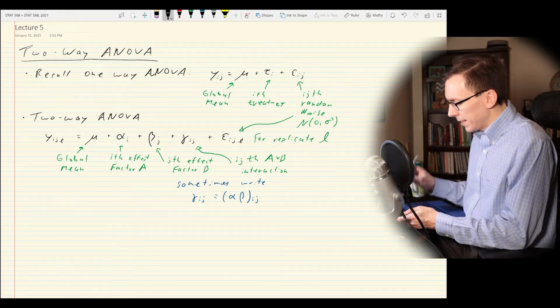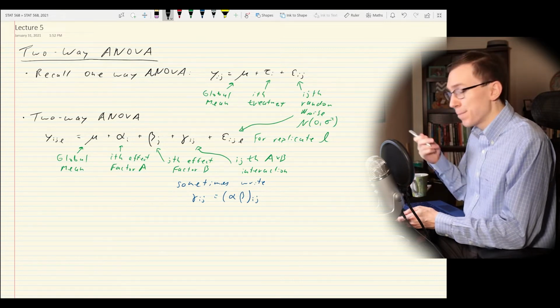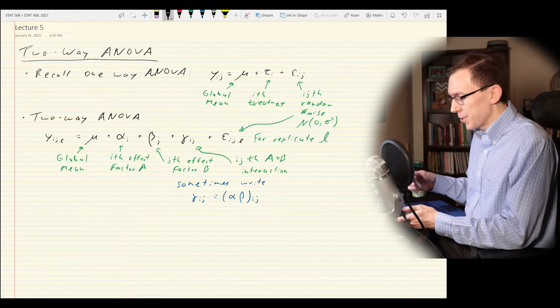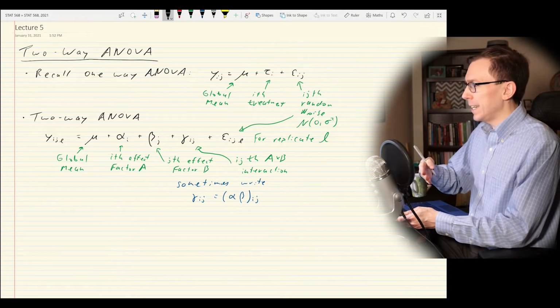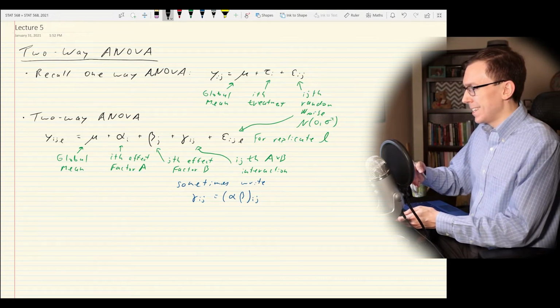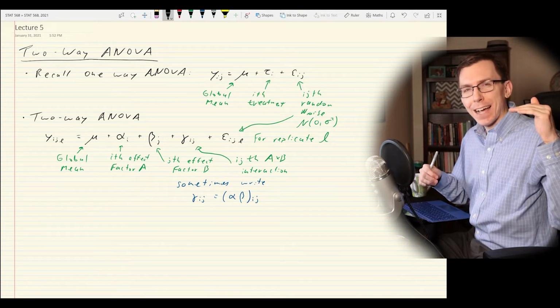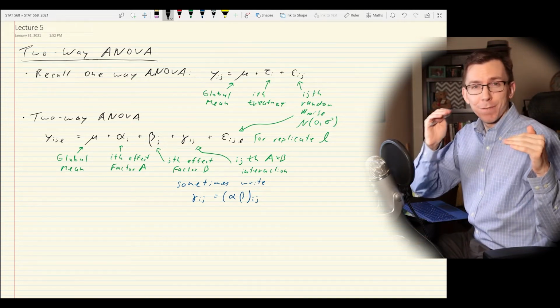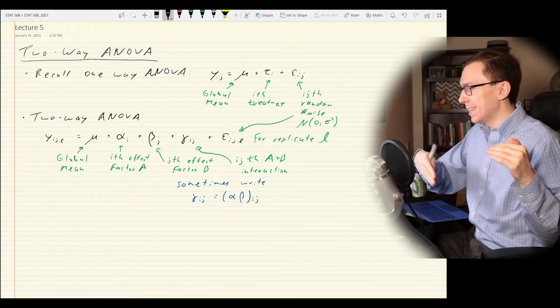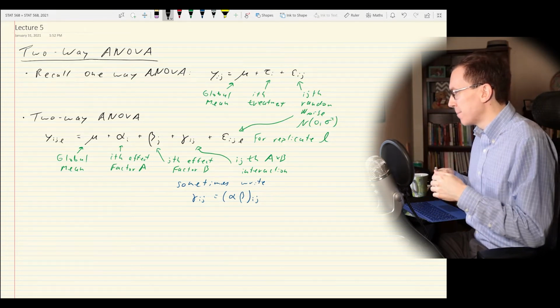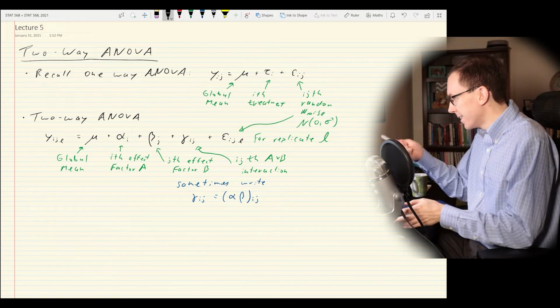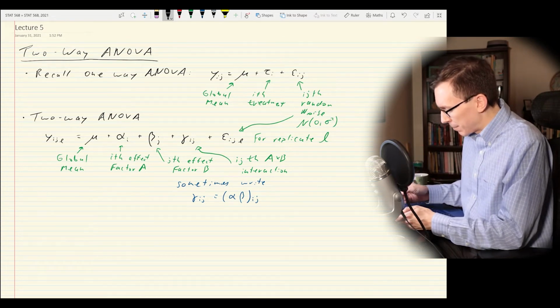Right, so to keep things a little bit simpler, what we can do is assume that we replicate every treatment the same number of times. What that means is, for a specific level of factor A and a specific level for factor B, we're going to replicate it the same number of times. I think in my notes I was using little n as the number of replicates.